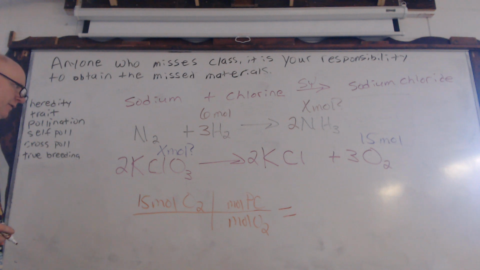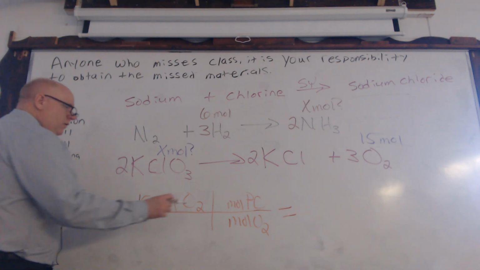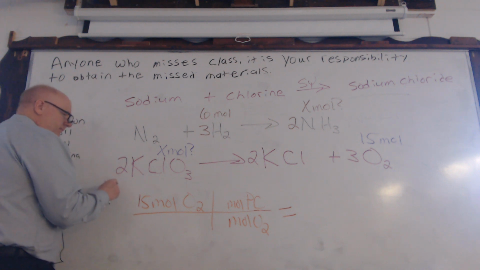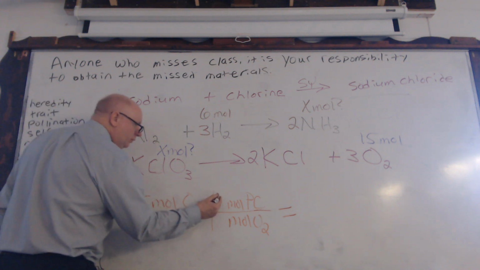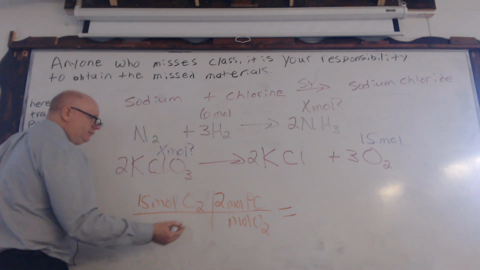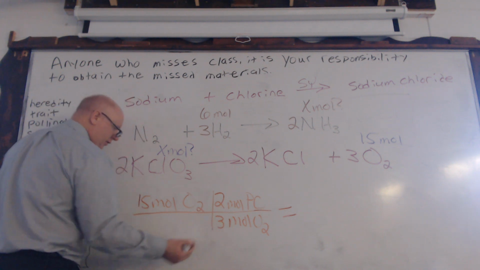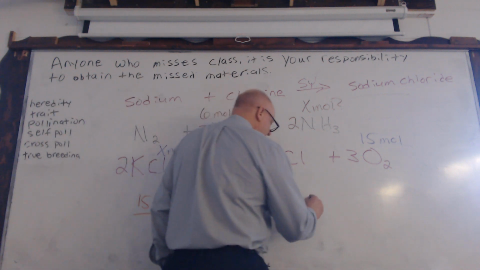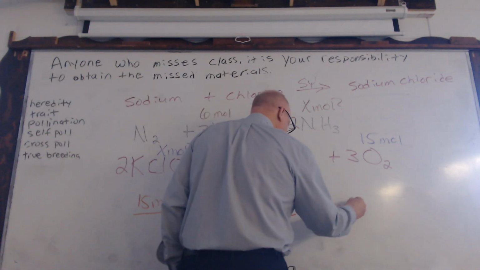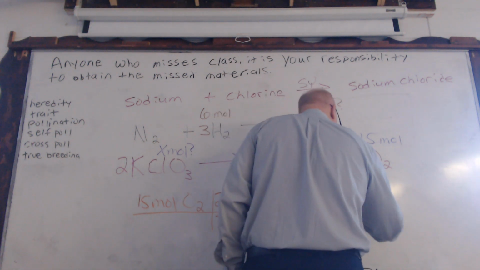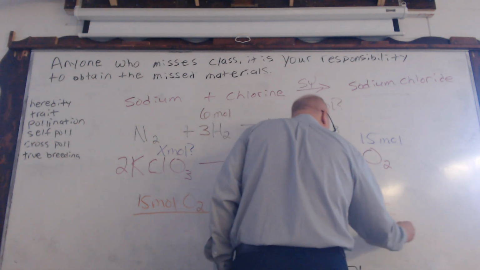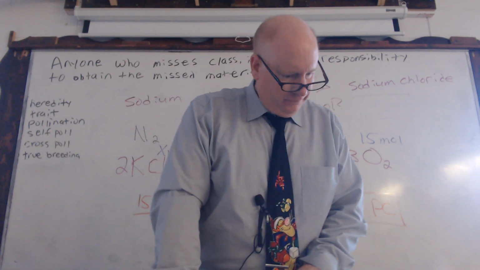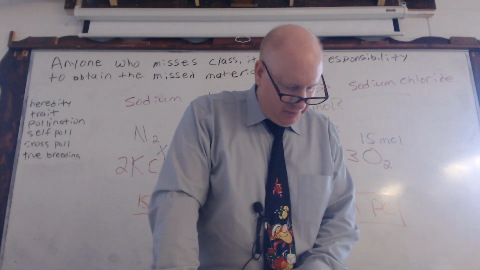So what does that mean as far as the equation is concerned? Is there anything in front of potassium chlorate? There's a 2. There's a 3 in front of the oxygen. Okay? So in this case, 15 times 2 is 30, divided by 3. 10 moles of potassium chlorate.